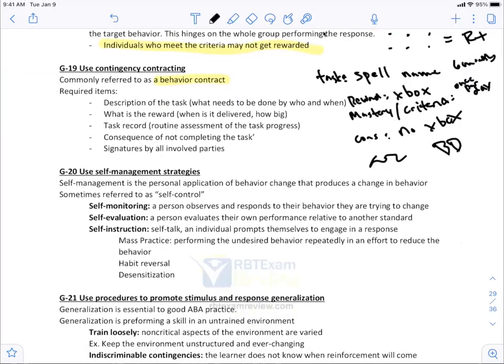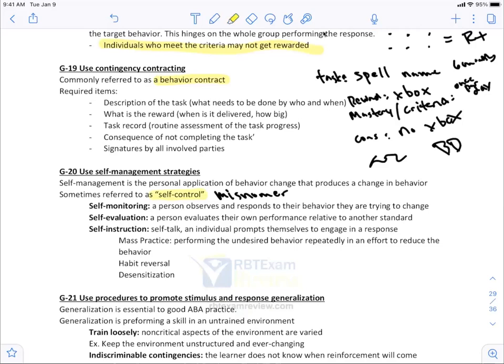Self-management strategy, also known as self-control. Why is self-control a misnomer? Because everything we do is actually controlled by the environment. Okay, so we can use self-management strategies to help change our behavior, improve our behavior, modify our behavior. But in the end, it's still all affected by the environment.